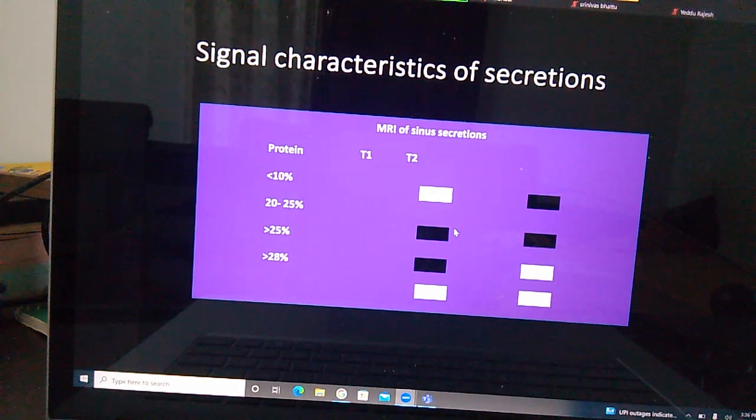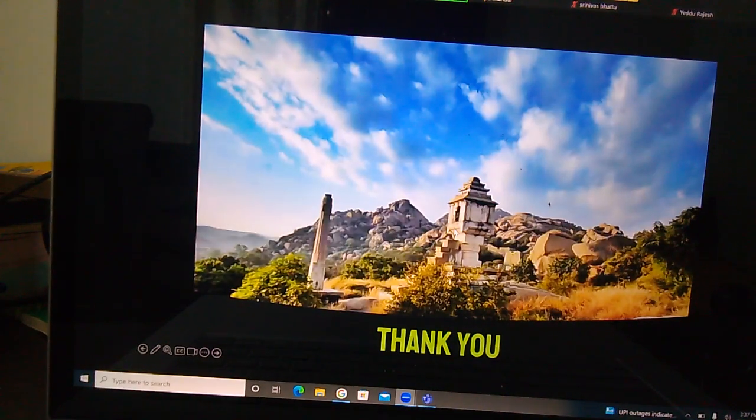Okay, that's what we need to remember, the protein. More protein means in both T1 and T2 it brightens up, whereas in less protein, T1 is brightened and T2 is not brightened. Okay, so these are some signal characteristics we need to understand in MRI.